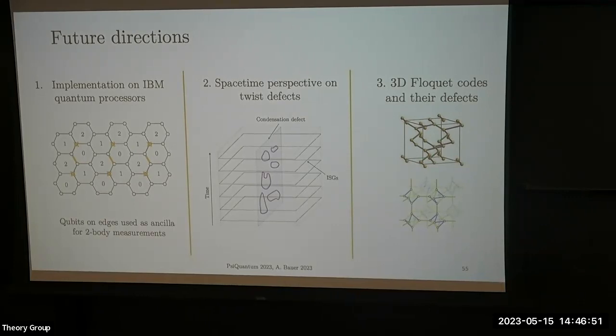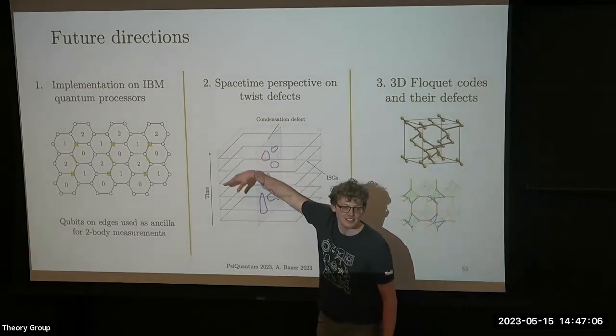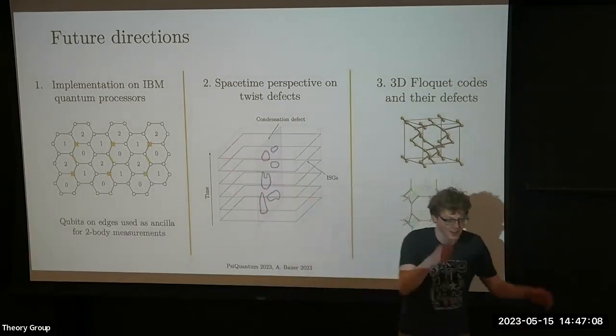Well, I guess he didn't label his axes. I just labeled X, Y, and Z. Sure, yeah, that's the technical response. It's just you can choose a different time axis, layer your ISGs in some sort of foliation, and then say, okay, now you have a condensation defect.